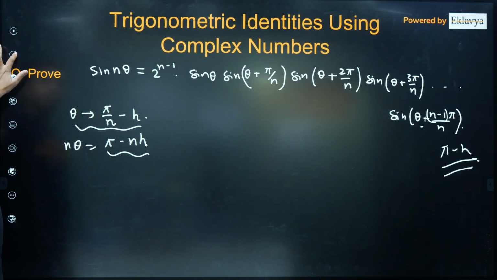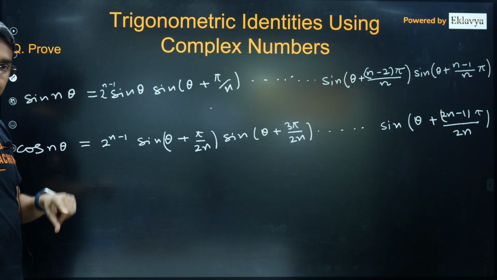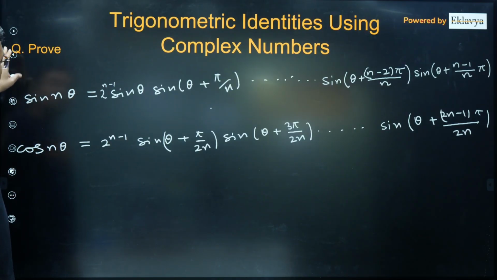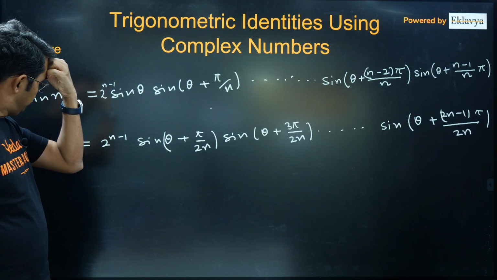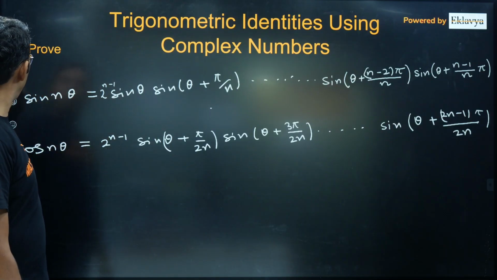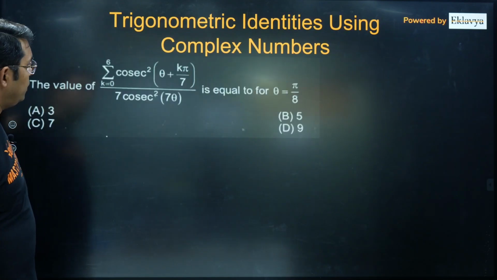Now there was one more thing for cos. This can also be done by the same method. You just have to put z equal to minus 1, sorry. For cos n theta it is not that direct, sorry. I think I need to tell you that also.